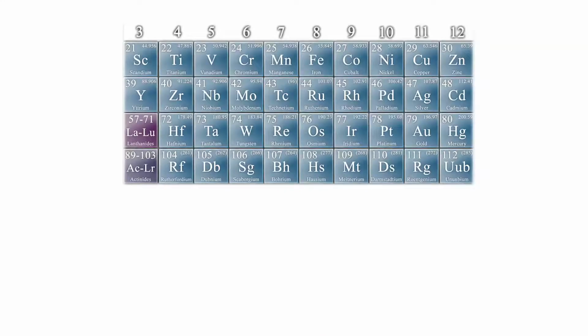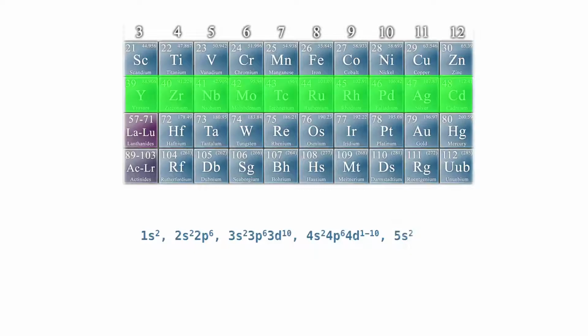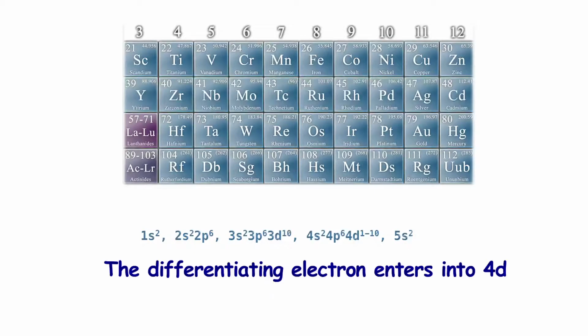Similarly, we consider yttrium to cadmium. The electronic configuration for yttrium to cadmium is 1s2, 2s2, 2p6, 3s2, 3p6, 3d10, 4s2, 4p6, 4d 1 to 10, 5s2. This is the fifth period. The differentiating electron enters into 4d, that is the (n-1) d orbital.